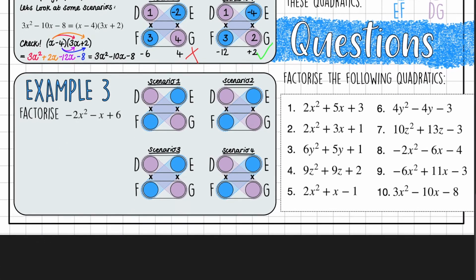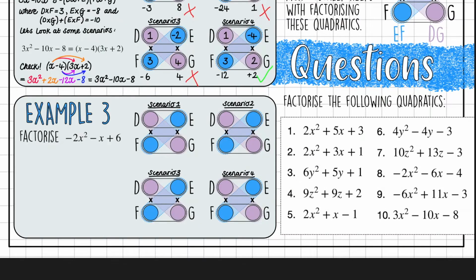Let's take a look at the final example. Again, we have a quadratic, and we know when we factorise a quadratic, it's going to look like the following. Now you know the drill, we've got to look through some scenarios. I'm not going to go through every step now, I'm just going to show what D and F and E and G are straight up.